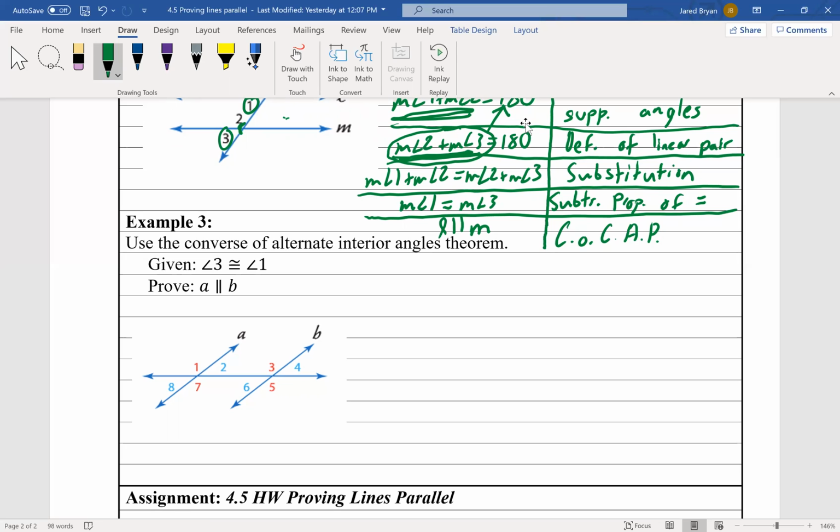First thing I'm going to do before I start getting into the explanation of this is I'm going to set up my proof because I know I'm trying to prove that these lines are parallel. So statements and reasons.